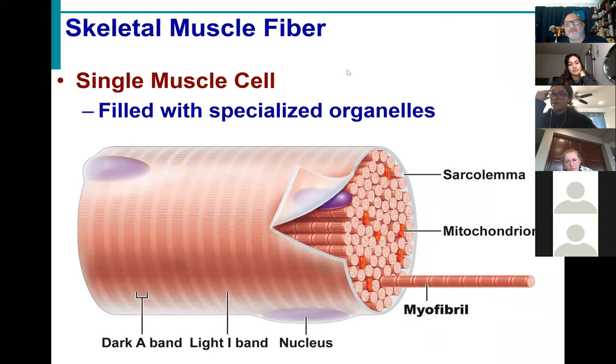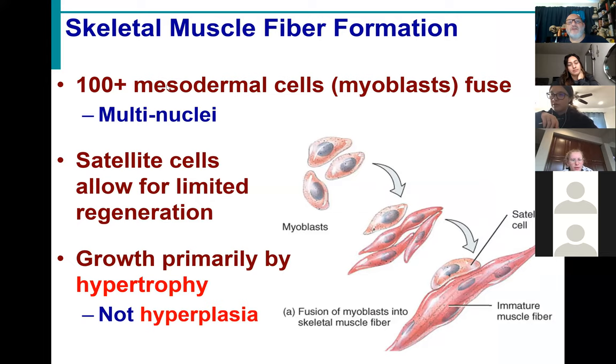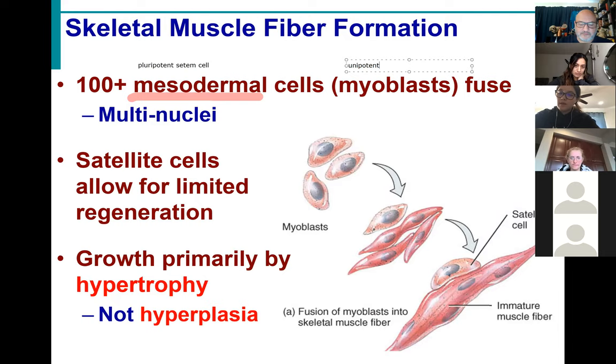For the mesodermal cells and the myoblasts, are they the same thing or interchangeable or not? No. A mesodermal cell is a pluripotent stem cell that becomes myoblasts, which are unipotent stem cells. Okay, thank you. It's a great clarification. Thank you for asking so that I can make that clarification. Mesodermal cells can actually become other things as well. But once they become myoblasts, they're unipotent at that point and can only produce skeletal muscle cells.